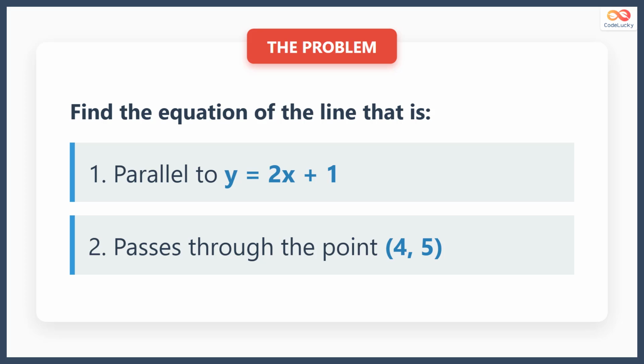Here is the problem we will solve. We need to find the equation of a line that meets two conditions. First, it must be parallel to the line y equals 2x plus 1. Second, our new line must pass through the coordinate point (4, 5).